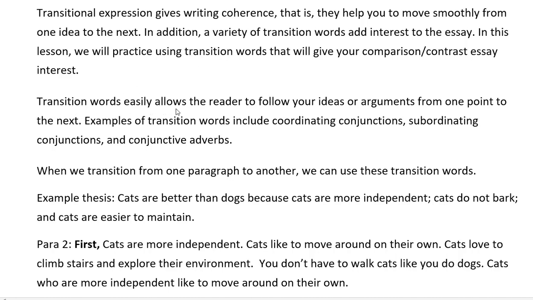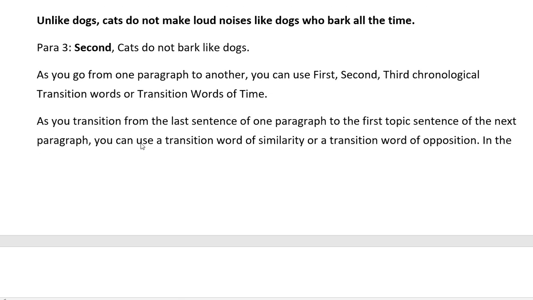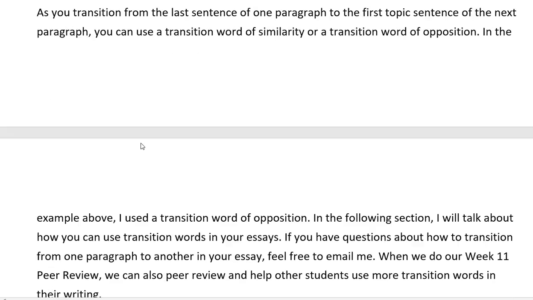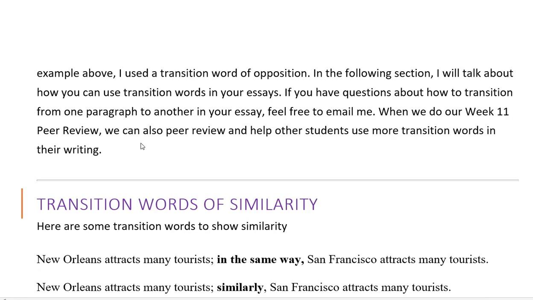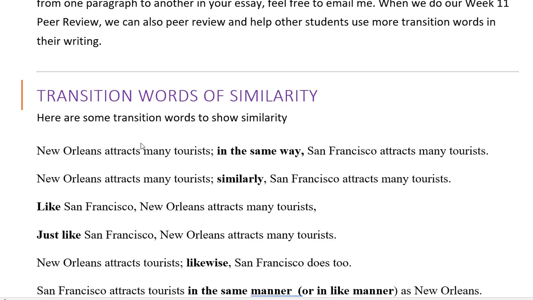Transition words easily allow the reader to follow your ideas or arguments from one point to the next. Examples of transition words include coordinating conjunctions, subordinating conjunctions, and conjunctive adverbs. There are many different kinds of transition words, and so, transition words of similarity.